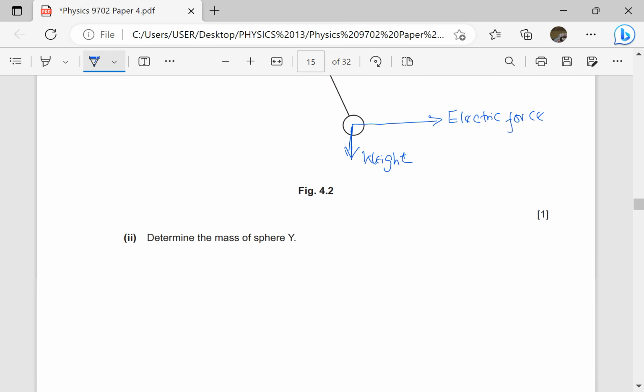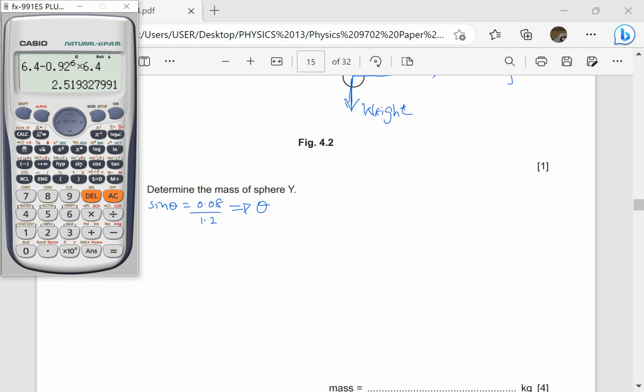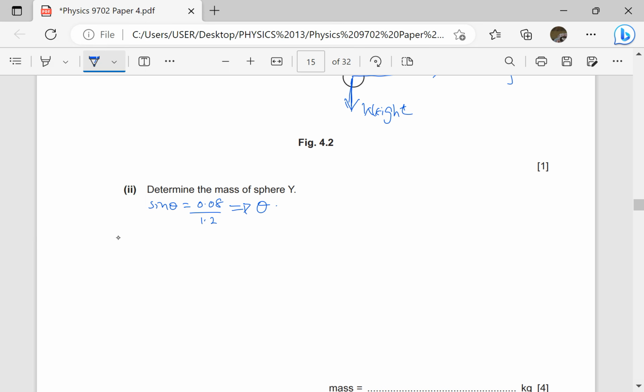Then determine the mass of the sphere. Remember, we have already seen, go back to the diagram. We have already seen that sine theta is equal to the opposite, which is 0.08, over the hypotenuse, which is 1.2. What is theta therefore? So theta is going to be the sine inverse of 0.08 divided by 1.2. So that is 3.82 degrees. So theta is going to be equal to 3.82 degrees.